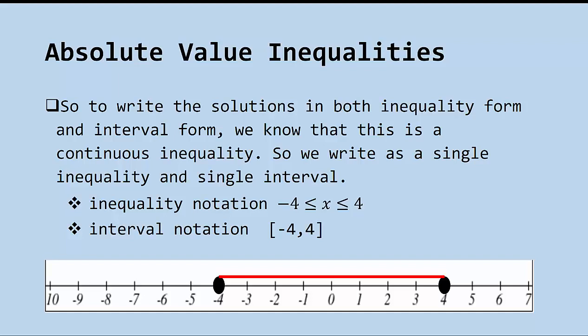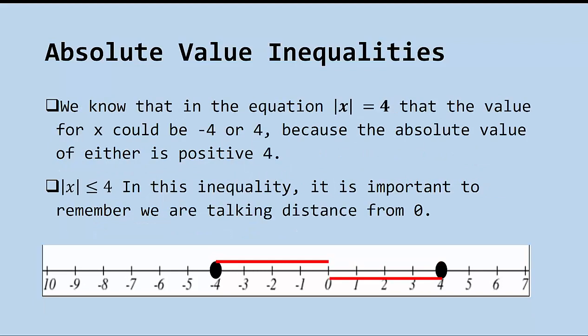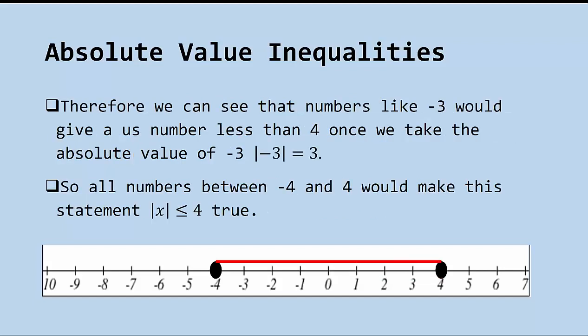So, to write the solutions, now that we move to inequalities, we're going to start with this example: the absolute value of x is less than or equal to 4. It's important to remember that the absolute value is talking about the distance from 0. So with the inequality, we can see that numbers like negative 3 would give us a number less than 4 once we take the absolute value, because the absolute value of negative 3 is equal to positive 3, and 3 is less than or equal to 4.